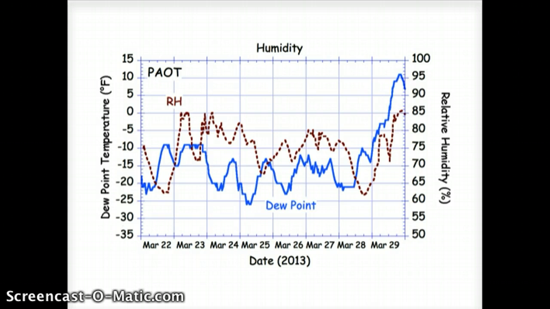Here we're looking at the humidity from March 22nd through March 29th. The relative humidity stayed fairly steady throughout the week with a low on the 22nd and the 28th. It followed what the temperature did by the end of the week with a peak high at the 29th, as well as the dew point having a peak high.